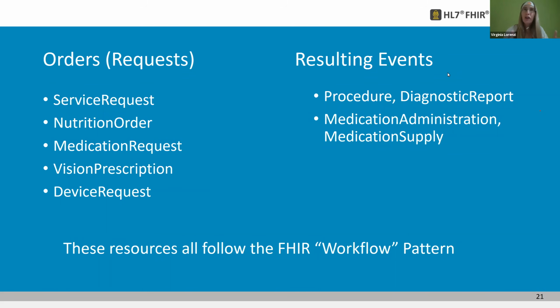I mentioned I was going to talk a little bit about orders. And the kinds of orders in FHIR that are defined right now are service requests, which covers the majority of the requests, nutrition order, medication request, vision prescription, device request. There's also something called supply request. But these are the primary clinical ones right here.